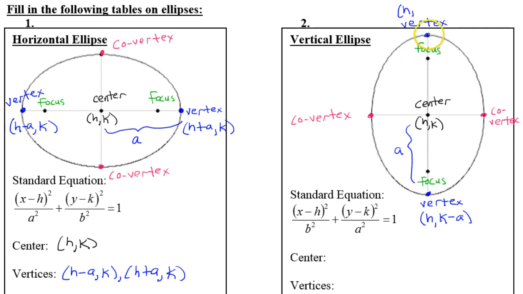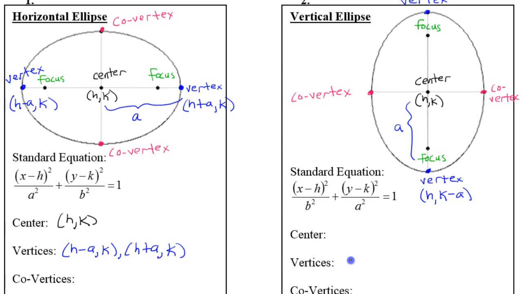And then the y value of this vertex, starting from the k value, we're going up a. So this should be the k value plus a. So the center is still h comma k, but the vertices, when we're talking vertical, should be h comma k minus a, and then h comma k plus a.